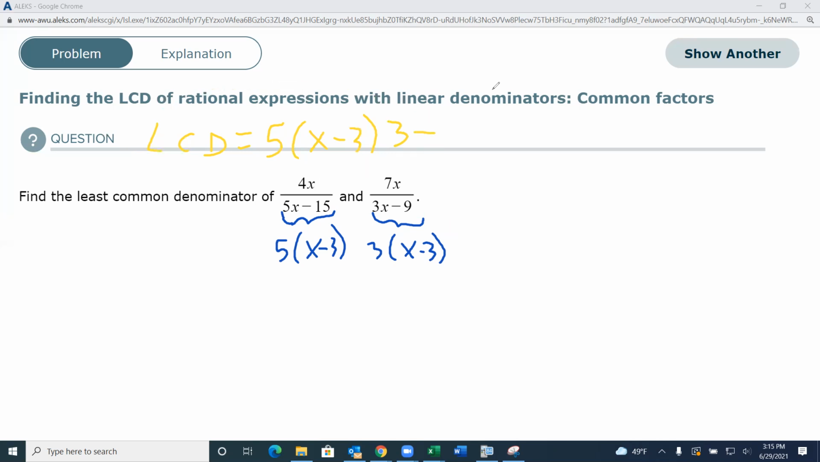Problem done. Now, if you want, you can say 5 times 3 is 15 and write it like this, or you could multiply the 15 through if you want. I really don't see the allure of doing that, but that's all you're doing. You factor the denominators and then use all the factors to build your LCD.